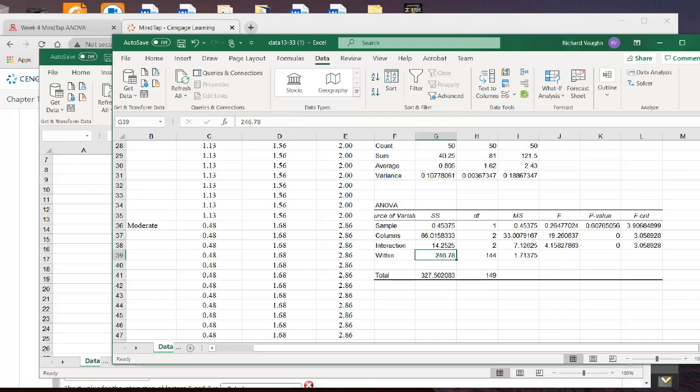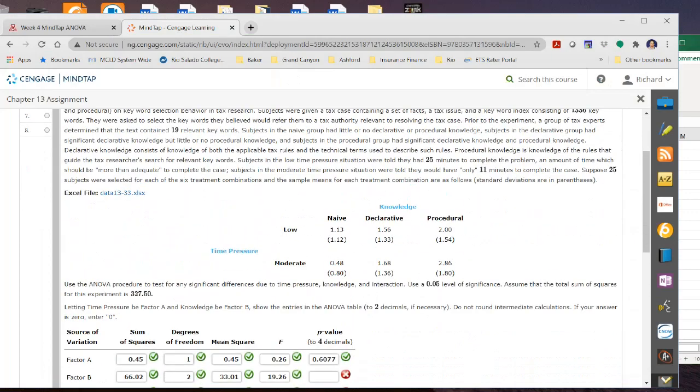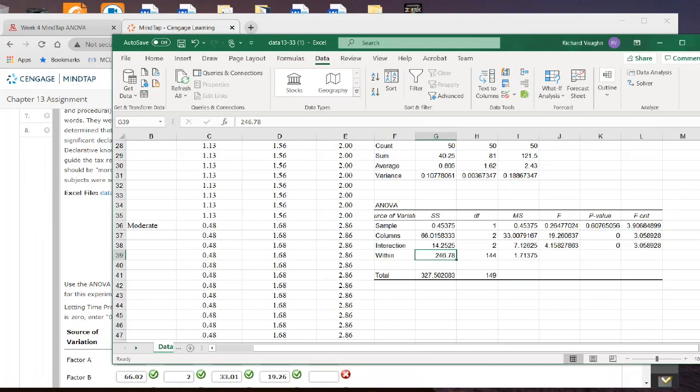So now I went back and I looked at the problem, and they tell you to assume that the total sum of squares is 327.5. So I actually put that 327.5 over here, and then subtracted to figure out that this number would have to be 246.78. These three were correct. This was 327.50, and then I subtracted to figure out this number, and then I just typed it over the top of everything else that I had here.